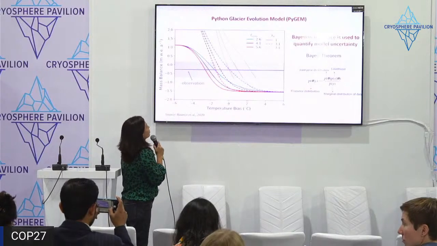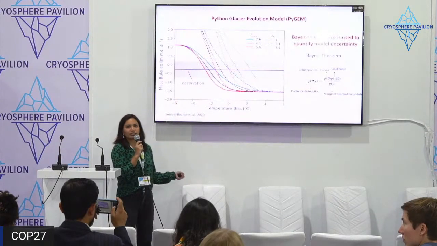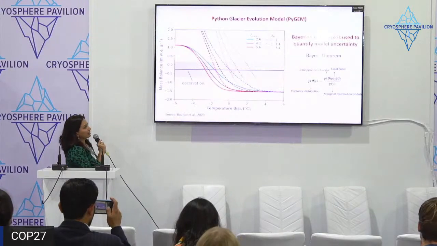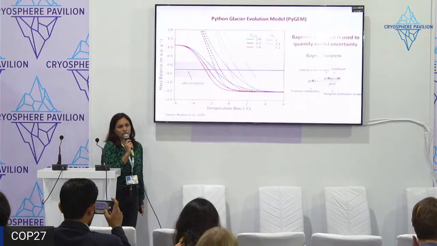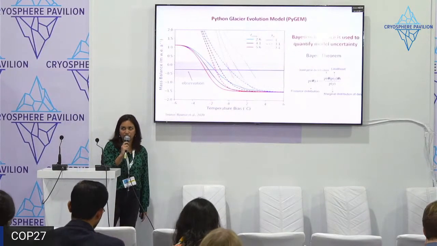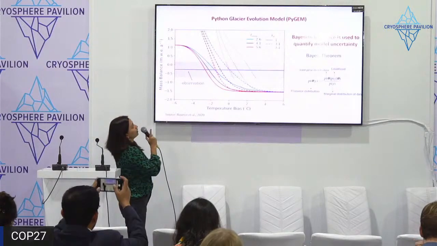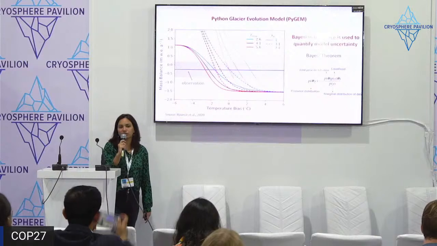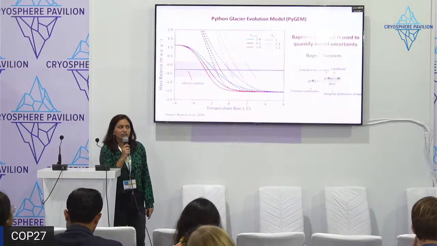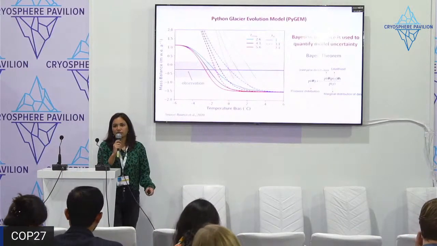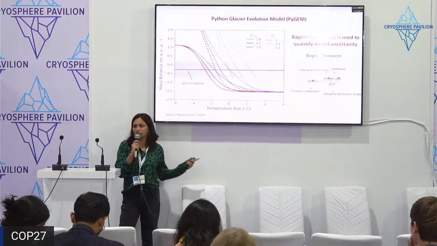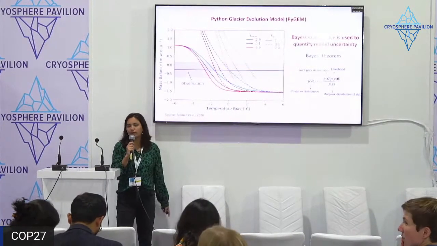If we focus on this figure on the left, we can see that on the y-axis we have mass balance, and on the x-axis we have temperature bias, which is one of the calibration parameters of PyGEM, including the degree-day factor for snow and the precipitation factor. So there are 3 calibration parameters, and it might sound like it's only 3 parameters, but as I mentioned earlier, we don't have enough information on these parameters, so our model is over-parameterized.